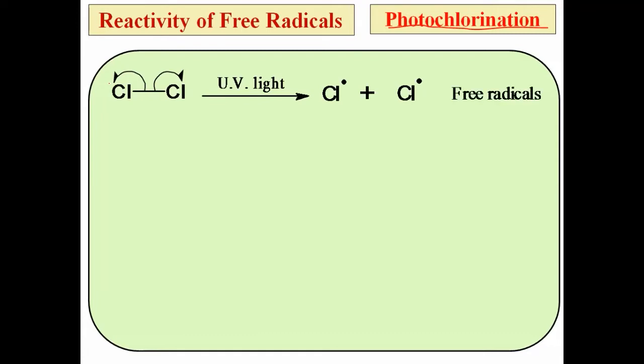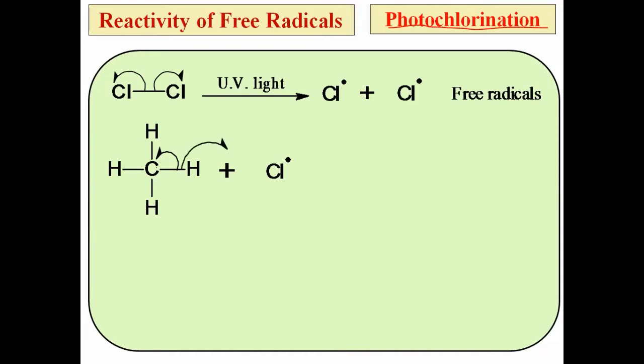Now, in the second step, that chlorine free radical further reacts with an alkane. We have taken the example of methane, CH4. This is a methane molecule. Now this chlorine free radical comes in contact with the methane molecule. In this step, the bond between carbon and hydrogen also undergoes homolytic breaking in the presence of the chlorine free radical, meaning one electron goes towards carbon and the second electron goes towards hydrogen.